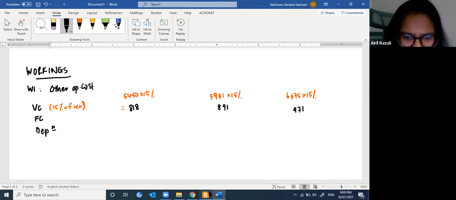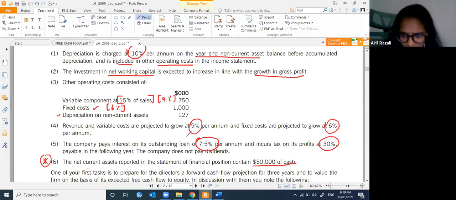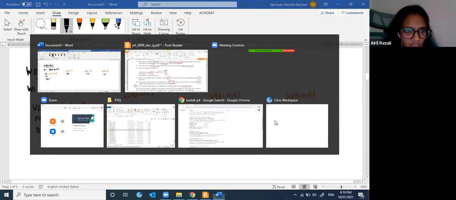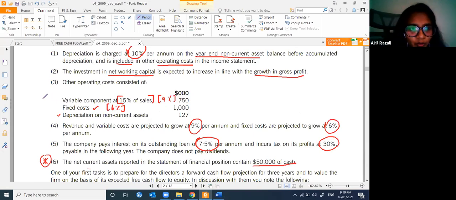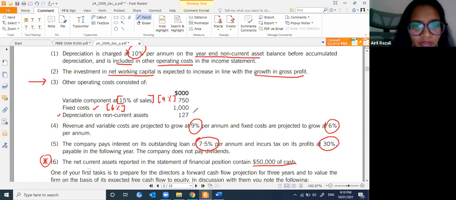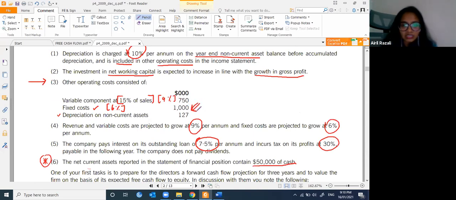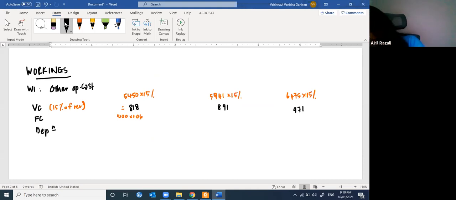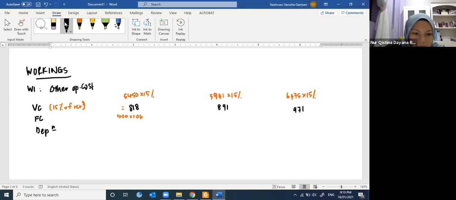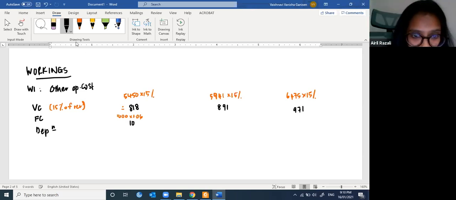Now, fixed cost, I think is quite easy. They say it increased by 6% per annum, right? So can someone help me? Your fixed cost is 1,000, has to increase by 6% per annum. Where do I get the 1,000? Note 3, fixed cost shows 1,000. So here 1,000 multiply 1.06, 1060, yes. So here is 1060.